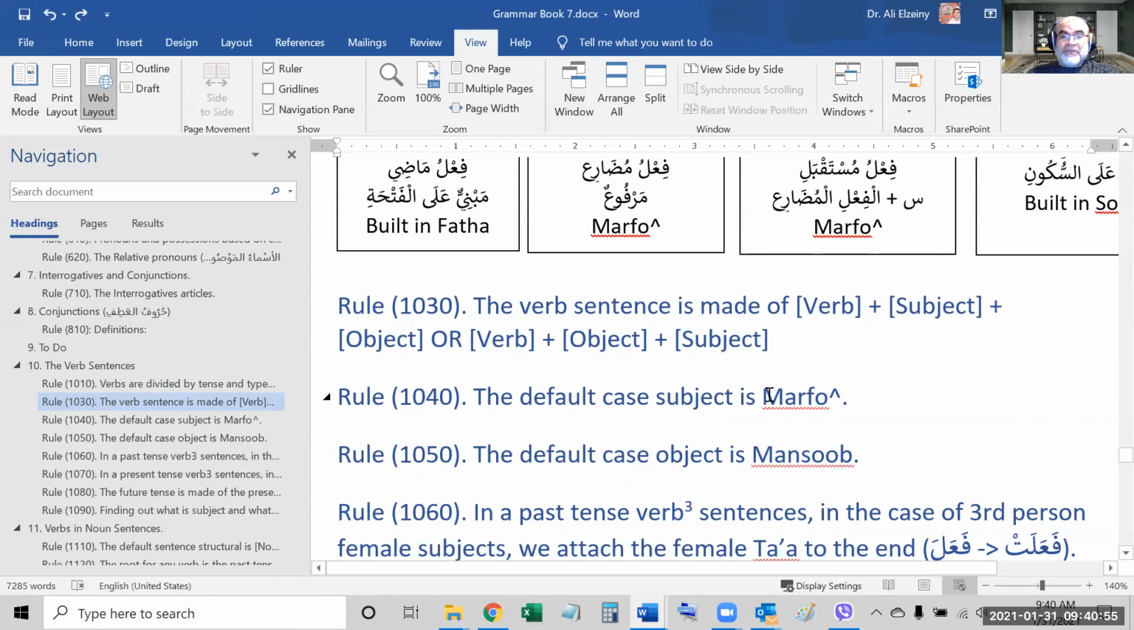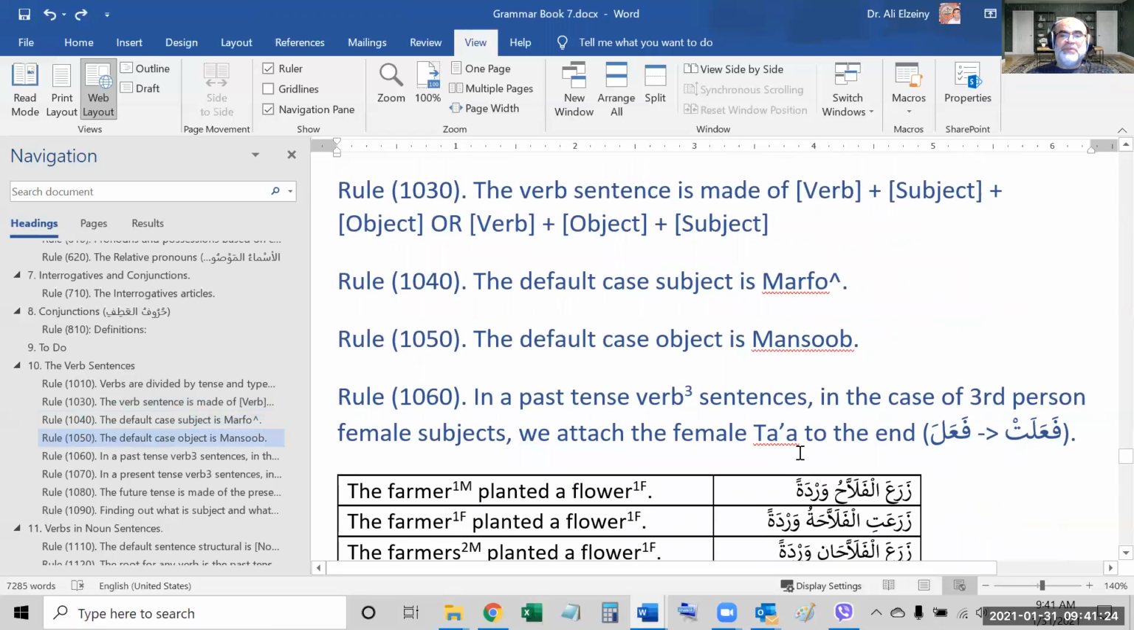The default case of subject is مرفوع. That's the default, okay? And the default case of object is mansub. That's default. There are other situations where it's not, okay? But we study the defaults here because this is just like a beginner's class. So the default is مرفوع for the subject, and for the object, the default is mansub.